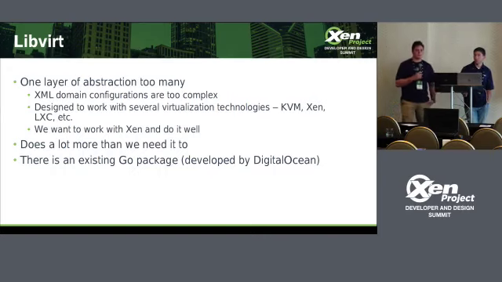libvirt also provides a lot more functionality than we need for our purposes. We really just want to work well with Xen. And by virtue of the fact that it is designed for many virtualization technologies, there are things in there that we just don't need. There is, however, some Go support already for libvirt. There's a Go package developed by DigitalOcean that has seen some use in production on their server side, and there's also one by libvirt themselves. But again, that's for use on the server side, and we have different needs on the client side. So what it really came down to is that there was an extra layer of abstraction that we felt was very unnecessary for us wanting to work with Xen.